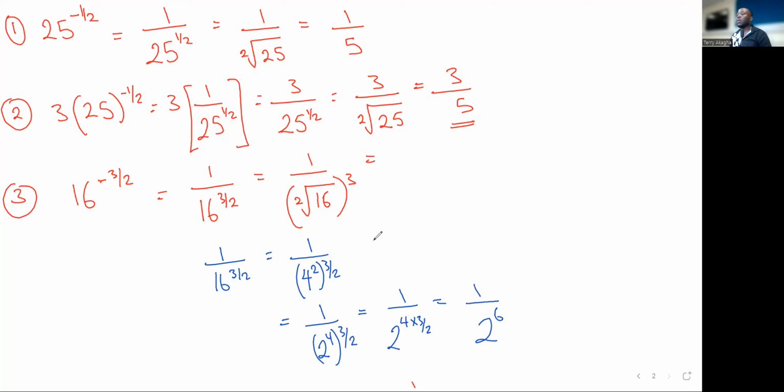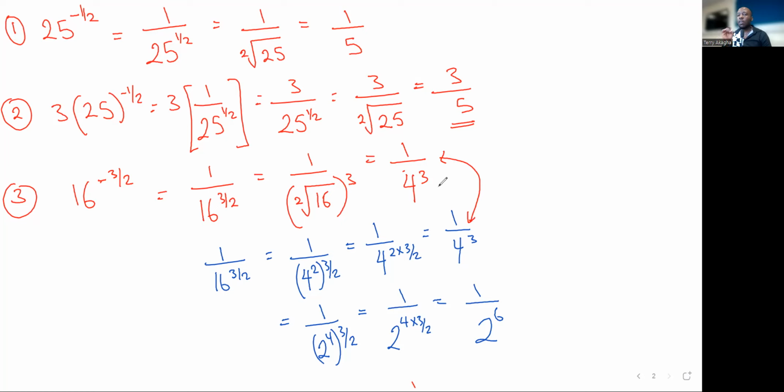6. Now, this is the same thing as saying 1 over what? 4 squared, to the power of 3 over 2, and that will give me 1 over 4 raised to the power of 3. Okay? Or I can just put this and give me 1 over 4, the square root of 16 is 4, all raised to the power 3. So you can see it's exactly the same thing. So like I said, regardless of the method you use, you will get the same answer.